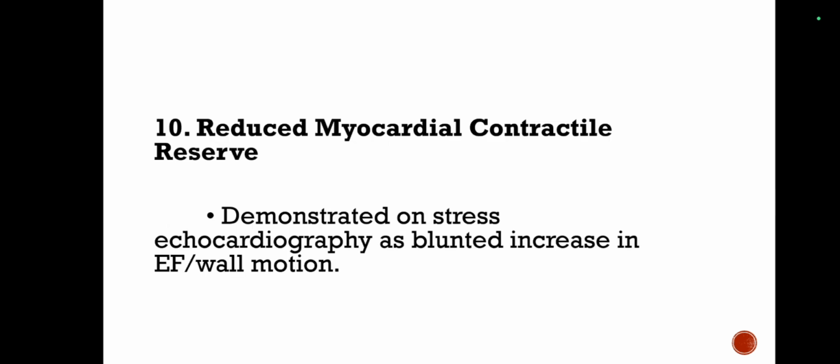The final one, the tenth one, is the reduced myocardial contractile reserve. It is demonstrated on stress echocardiography as a blunted increase in ejection fraction or wall motion. Thank you.